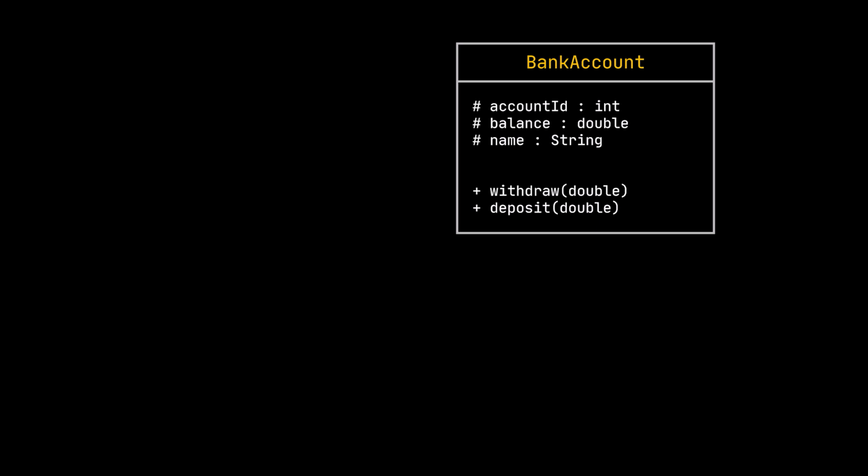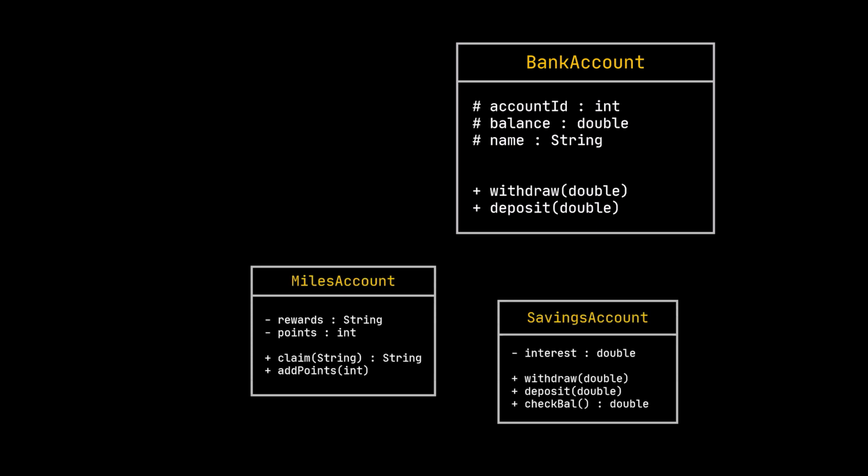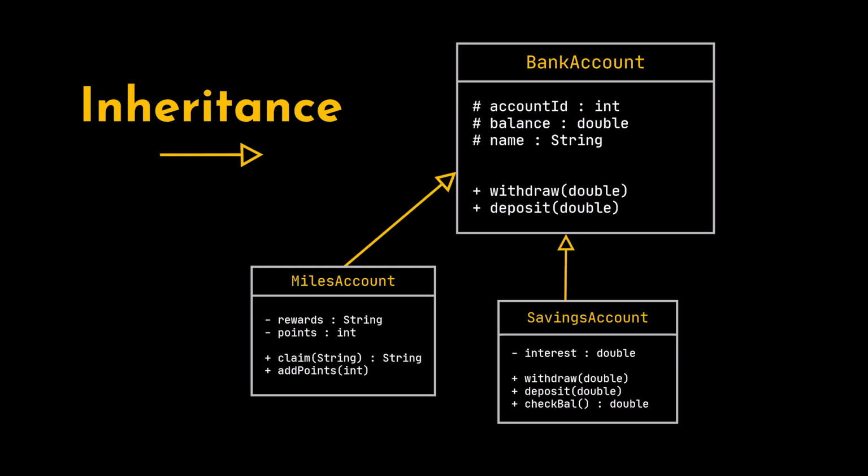Fill in its attributes and methods, and suppose that you have two other classes, like types of bank accounts, the savings account class and the miles account class. Both of them are bank accounts, therefore they share an is-a relationship with the bank account class. But on top of the attributes present in the bank account class, the account ID, the balance, and the account owner's name, the savings account has an interest rate attribute, and the miles account class has a rewards attribute and a bunch of methods. The relationship between these classes is obviously inheritance, and it is specified in a class diagram using the arrow we see.